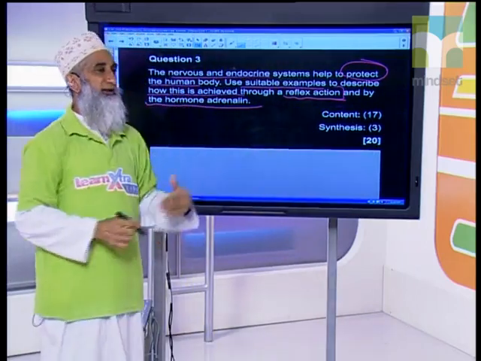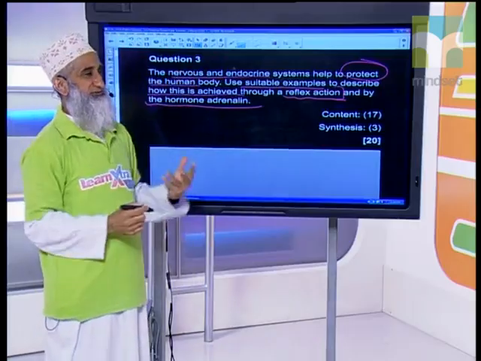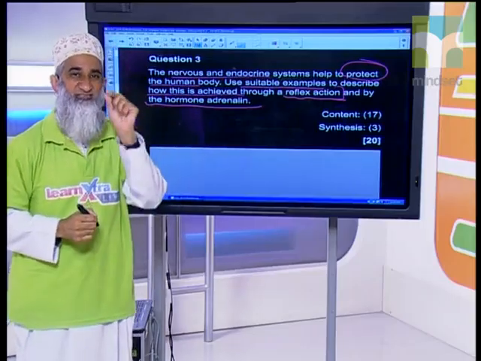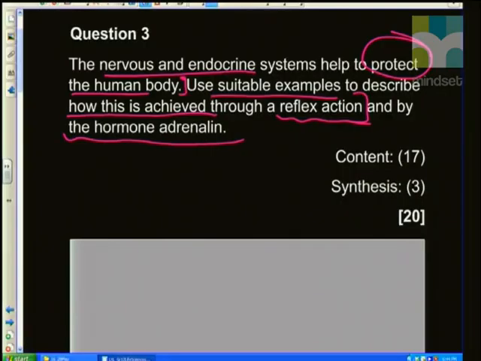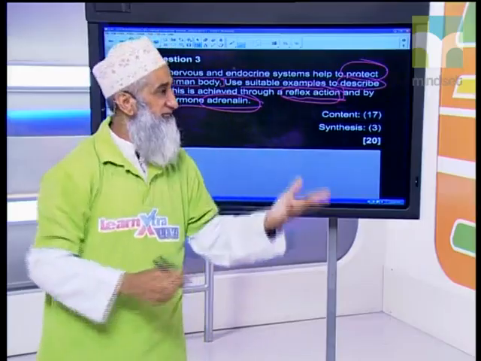Again, guys, remind me, what must we do when we get an essay question? What must we look for? The verb. We must first and foremost look for the verb and other keywords, because the verb is telling you what to do. Up to here, they're not telling you to do anything else. From here they're telling you, use a suitable example to describe how this is achieved, by a reflex and adrenaline. So basically they're telling you to describe a reflex action and the functions of adrenaline. That's all we needed to do in this essay. So let's see how this answer panned out.